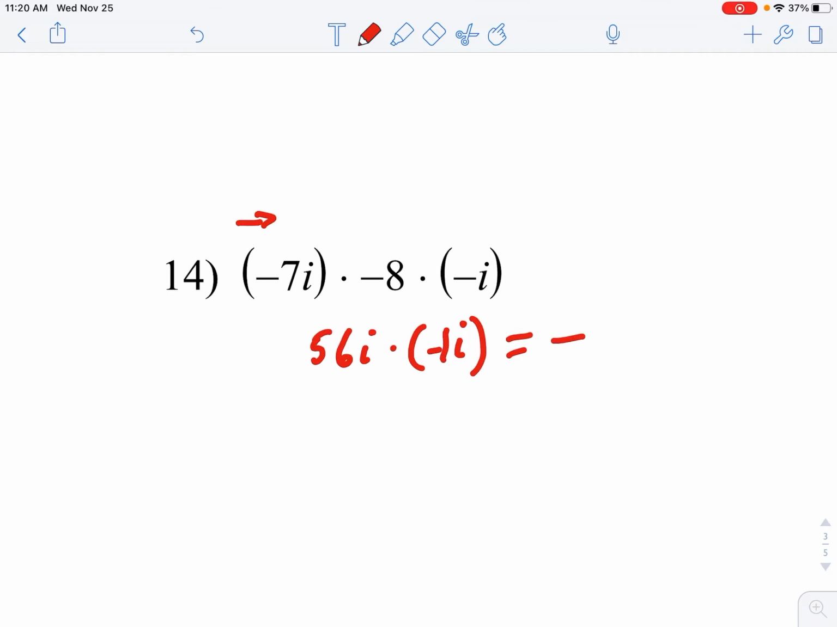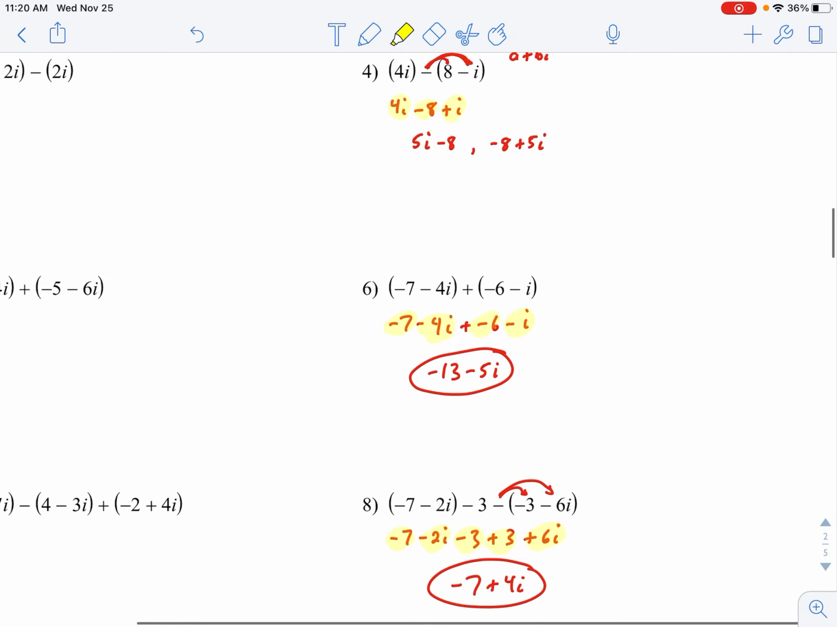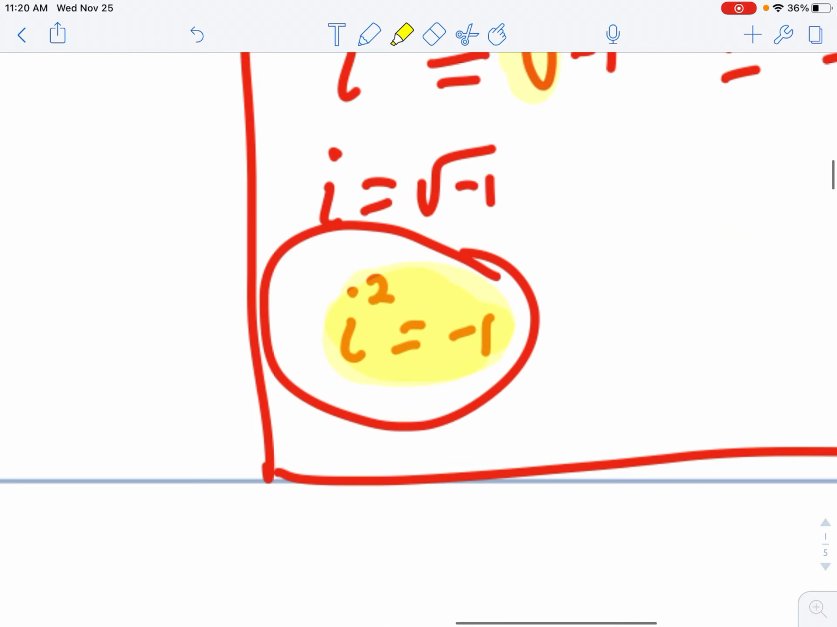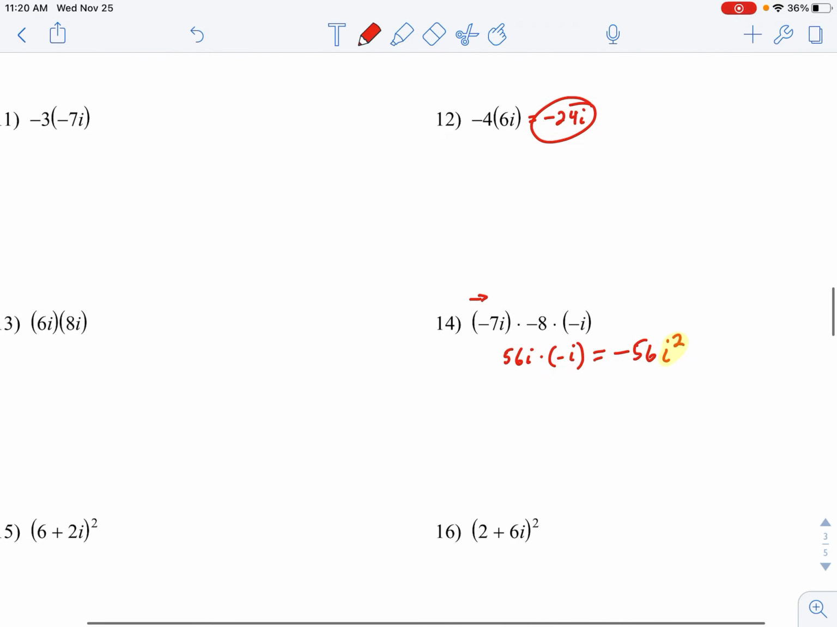56 times, remember there's always a 1 in front of a variable, so 56 times 1 is 56. i times i is i squared. Just like if you have x times x would equal x squared, i times i is i squared. And then once again, if you ever have i squared in any answer, change it to negative 1. i squared is negative 1. So this works out to be negative 56 times negative 1, which is positive 56.